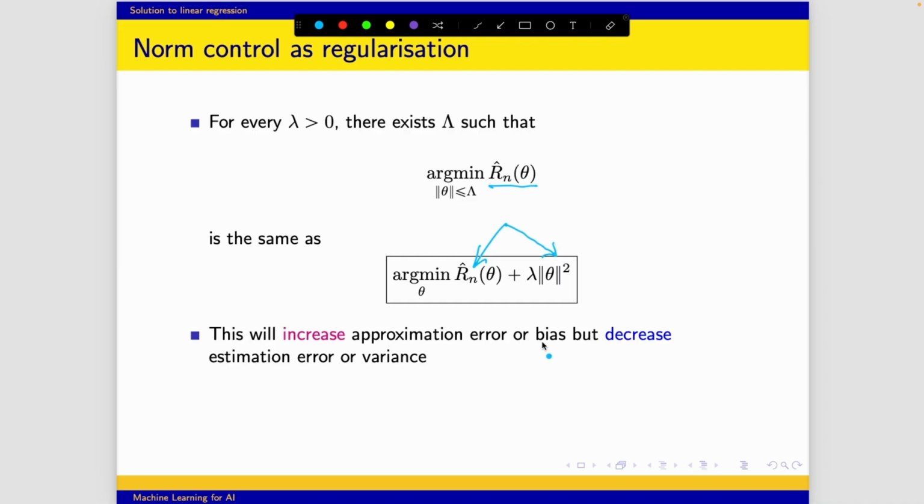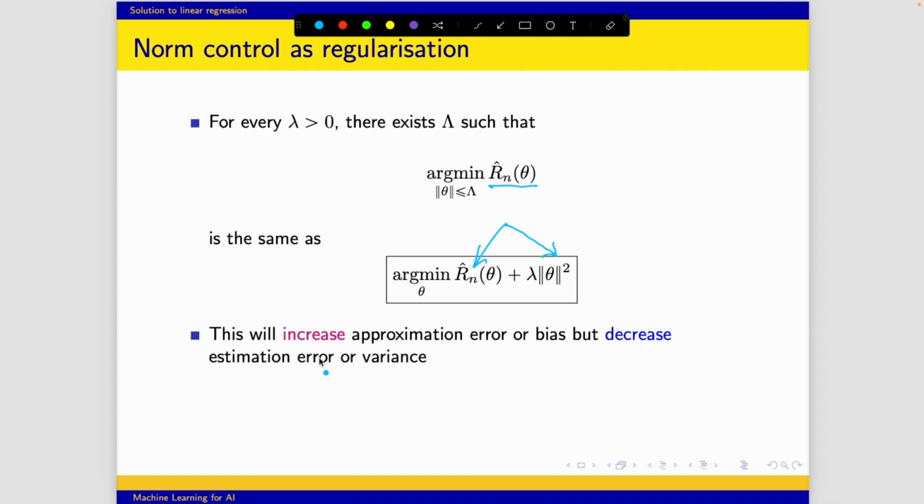That's another way we can look at this. But at the same time, we're going to decrease estimation error or variance. Now, I haven't defined these terms very rigorously here, estimation error and approximation error. But intuitively, we can think of them this way. So this is the error that we incur when we use an estimator or predictor in this case, which is far from the true function. Whereas this estimation error is incurred by the fact that we have a finite number of data points.